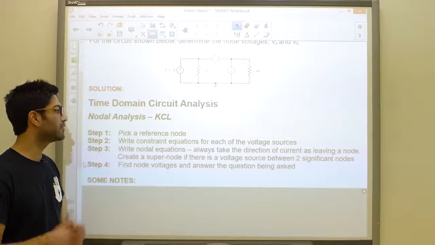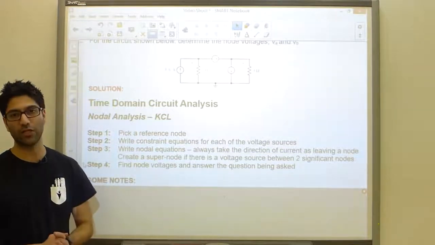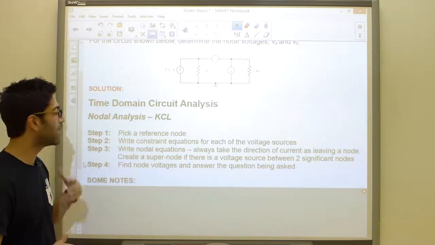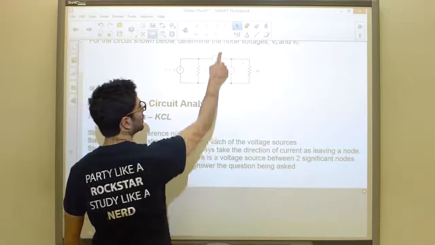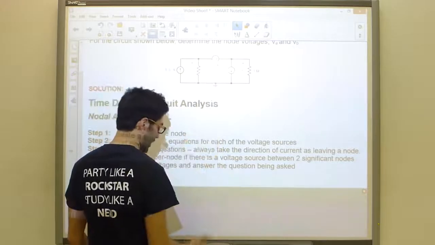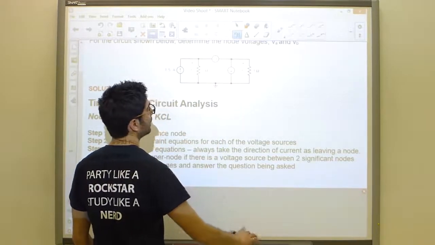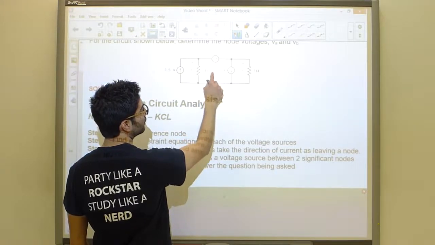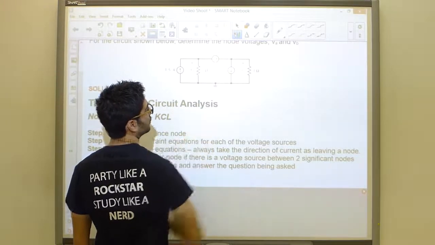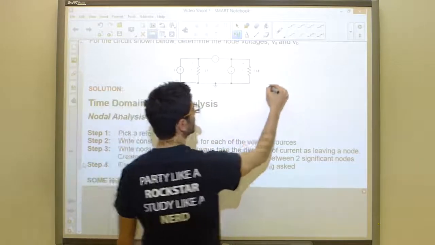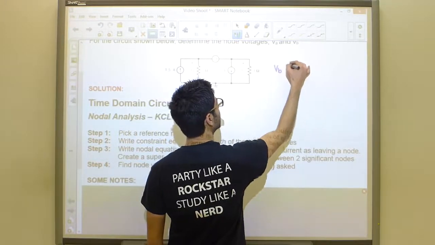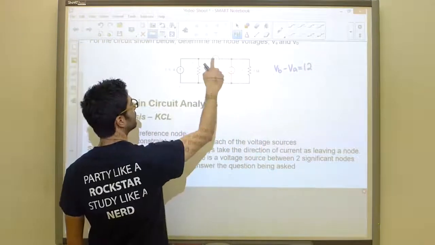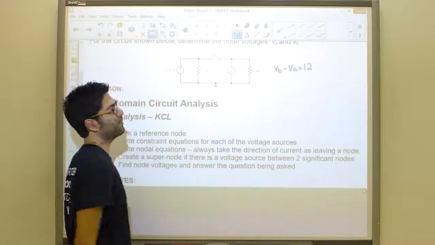The second step is going to be to write constraint equations for every voltage source present in your problem. So in our case over here, we see a voltage source right there. We need to write down a constraint for it, and understand that this source is going to maintain a 12-volt difference between its negative and positive terminals. So essentially what we're saying here is that VB minus VA must be equal to 12. So VB will be 12 volts higher than whatever VA may be.